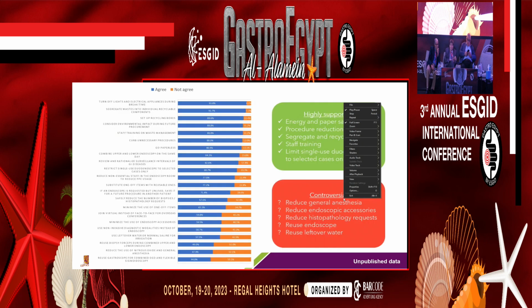We also included 22 ways of carbon reduction. This diagram showed the acceptance of different measures in a descending order. Overall, some of the measures were highly supported, including energy and paper saving, procedure reduction, waste recycling, staff education, and limiting single-use duodenoscopes. However, some of the previously proposed measures were rather controversial, in particular those aiming to reduce intra-procedure carbon footprint, like reducing endoscopic accessories and reducing histology requests.